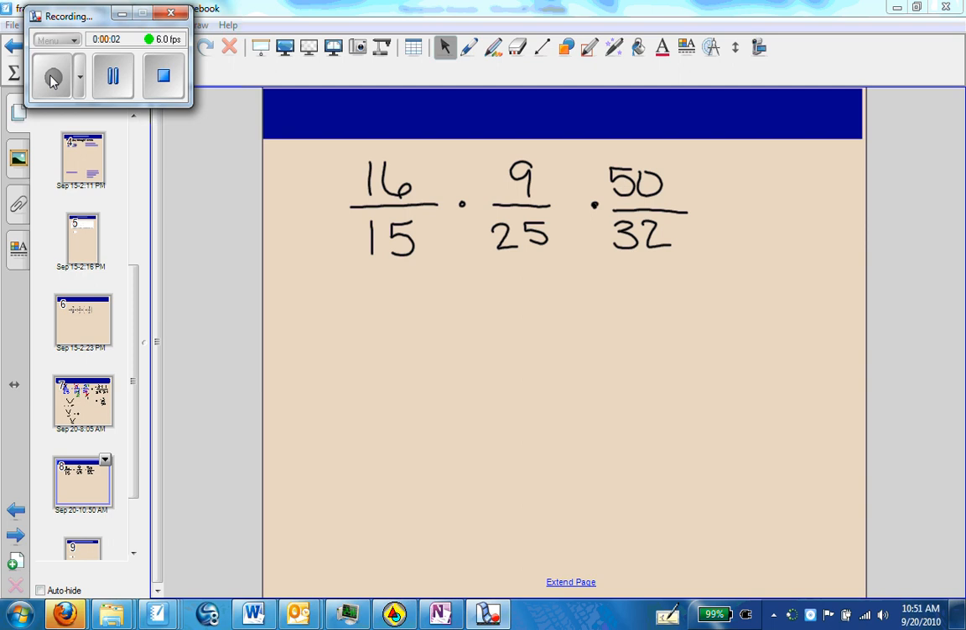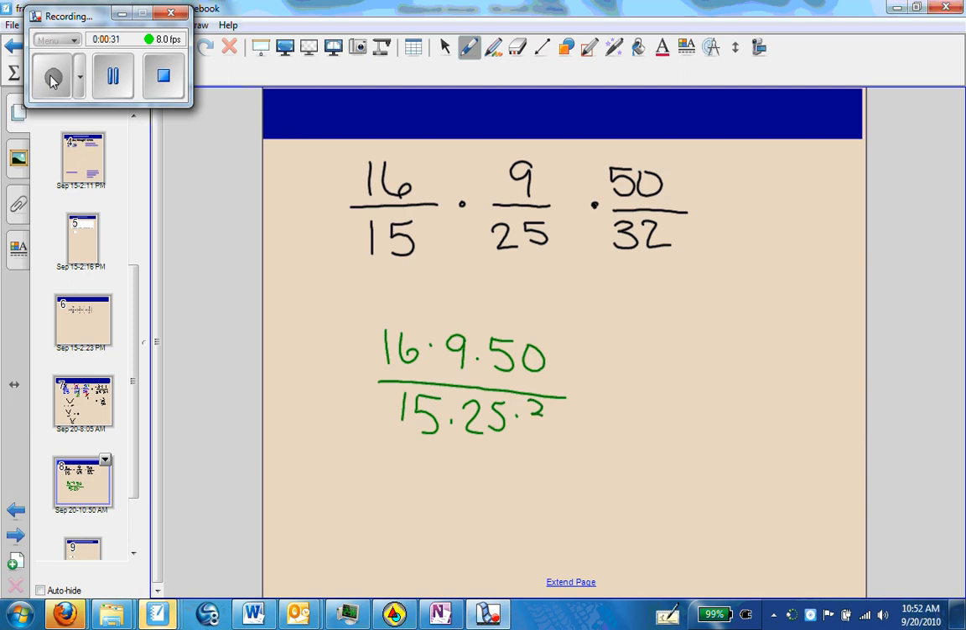Today we are reviewing multiplying fractions and cross-canceling. So in this example, we have three fractions that are multiplied by each other, and one of the things we've learned is that we can cross-cancel any denominator with any numerator. They don't have to be right next to each other because this problem really means the same thing as 16 times 9 times 50 over 15 times 25 times 32.